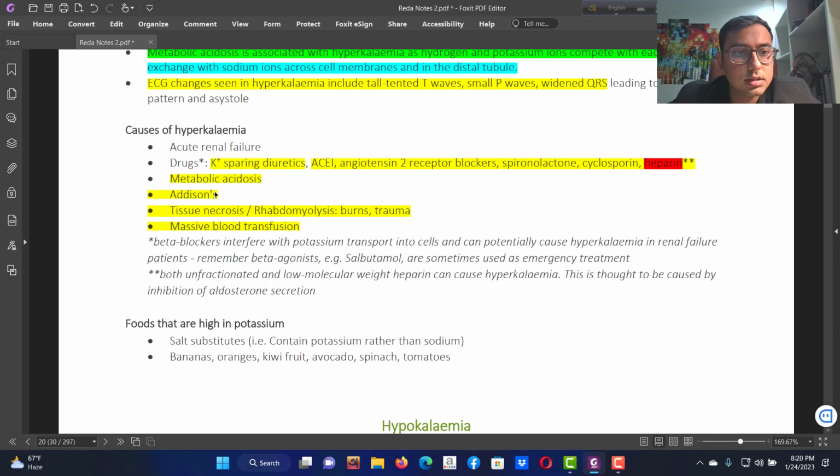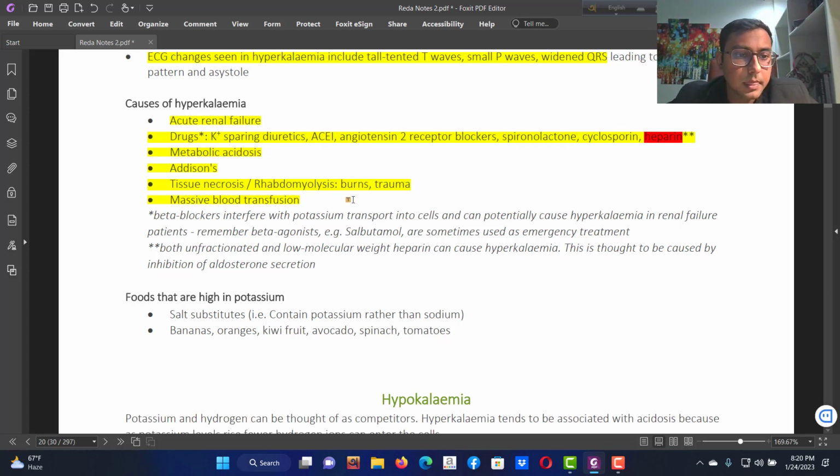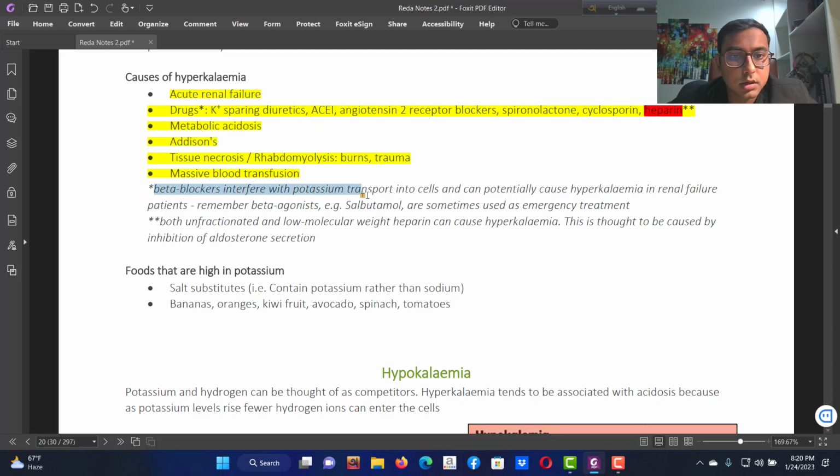Metabolic acidosis, Addison's disease, tissue necrosis or abnormalities, burn, trauma, and massive blood transfusion cause hyperkalemia. So each and every point is very important for the exam. Now, beta blockers interfere with potassium transport into the cells and can potentially cause hyperkalemia, especially in renal failure patients. Remember, beta agonists, like salbutamol, are sometimes used in emergency treatment.